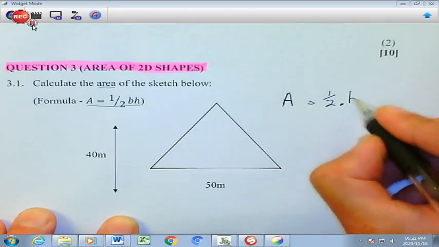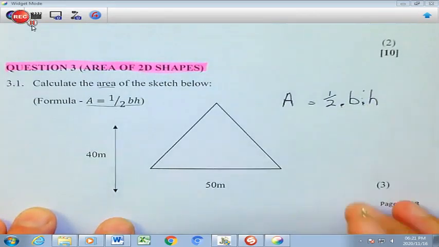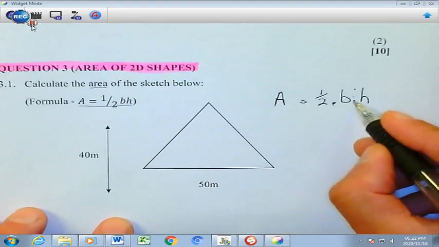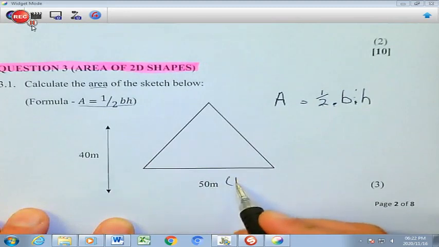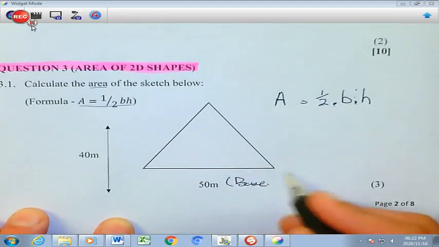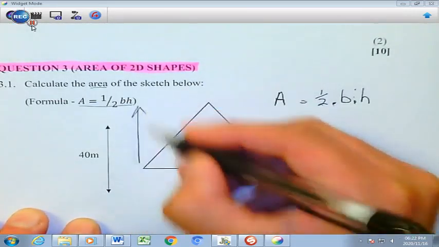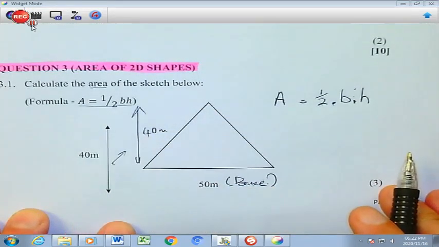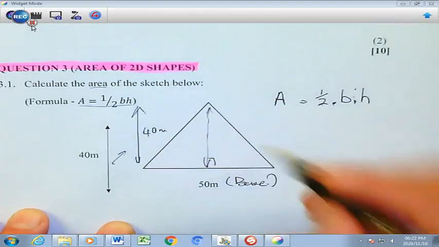Right, so the dot also refers to a multiplication. So you can either write it like that, or you can write it out as a multiplication. So half base times height. 50 being the base, and I'm going to write it in there, that's my base. And this here refers to the height over there, which is 40. Okay, the alignment is slightly out, but that is 40 that you see there. So that's the vertical height, which you can also place here if you need to.